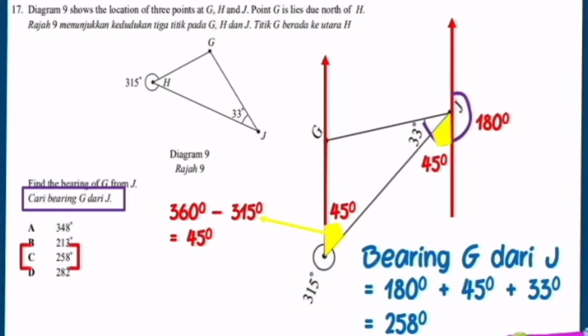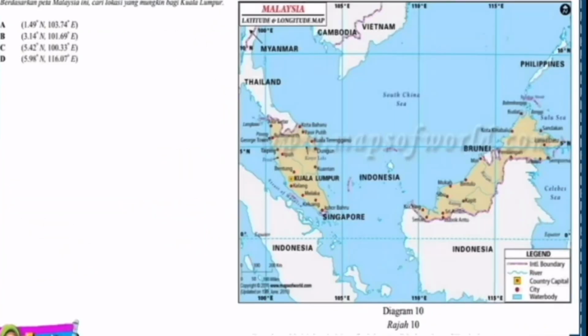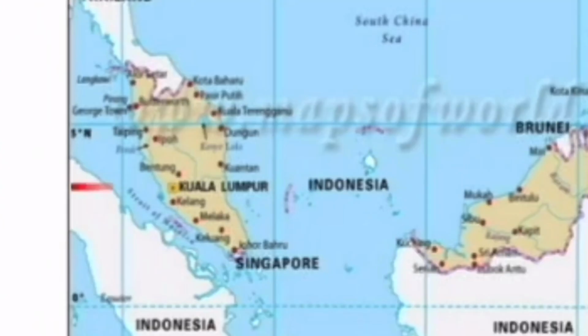Okay, so we have solved the bearing. For the Form 4 students, you can learn how to do bearing because it's actually important for you to know bearing also, right? This question is actually a Form 5 topic about longitude and latitude. So let's have a look. Diagram 10 shows a Malaysia map with longitudes and latitudes. We need to find the position of Kuala Lumpur. The position means you have to mention the latitude followed by the longitude, right?